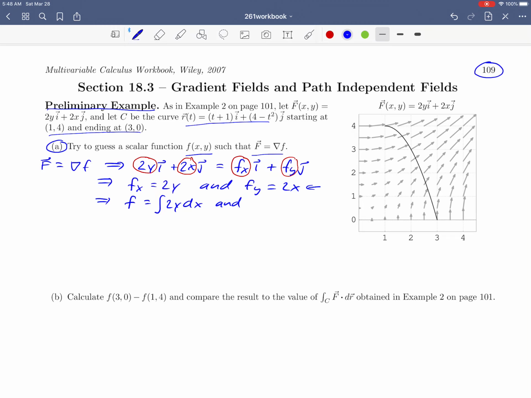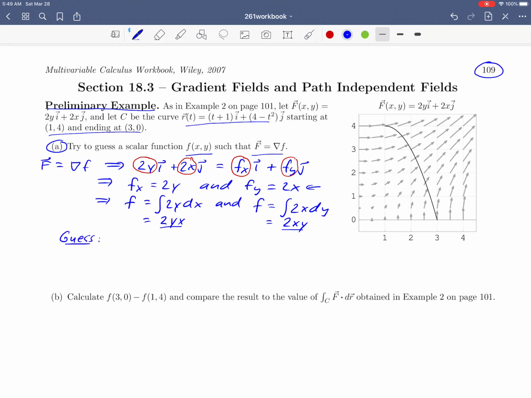Okay, we could make a similar observation over here. If we start with the partial derivative with respect to y of f, to get back to the function, we have to integrate that as well. So f would be the integral of 2x with respect to y. Okay, let's do both of those integrals. Starting with the one over here on the left, if we integrate 2y with respect to x, we're just going to get 2yx. I'm going to ignore the plus c for a minute here. And over here on the right, if we integrate 2x with respect to y, we're going to get 2xy.